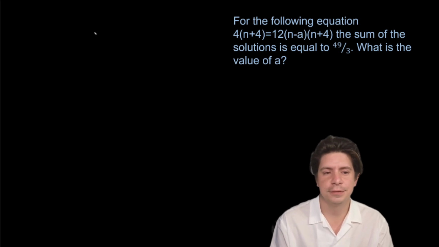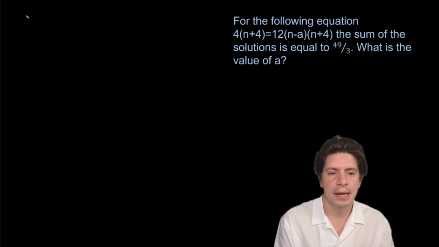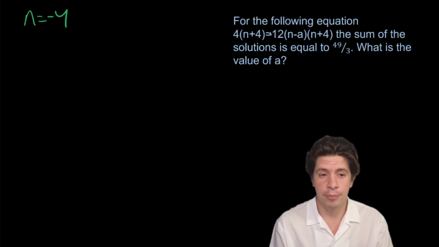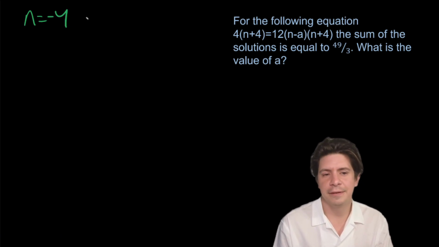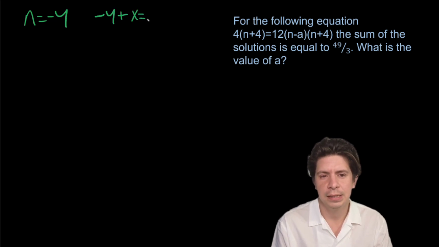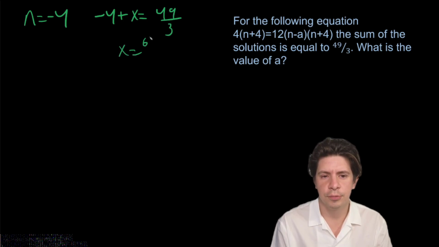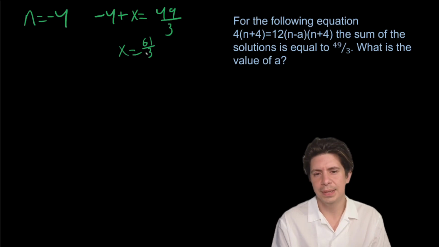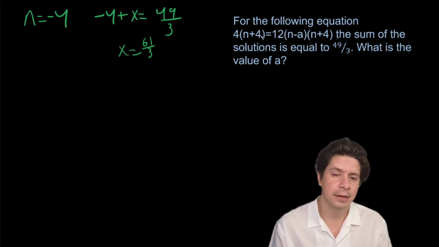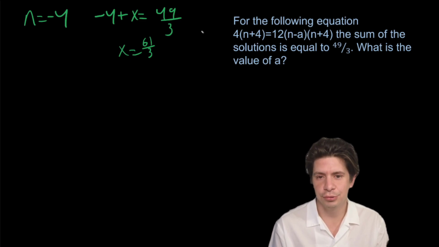They both have n plus 4, so they can both be n equals negative 4, because if you have negative 4, you'll get 0 on both sides. So let's find what the other solution could be by doing negative 4 plus, let's call it x, equals 49 over 3. X will equal 61 over 3. Now let's find what a is in terms of n, to find what a is in terms of a solution.